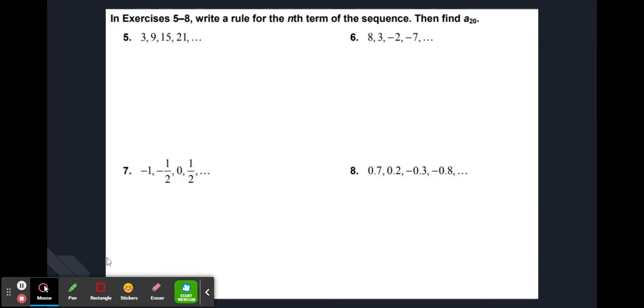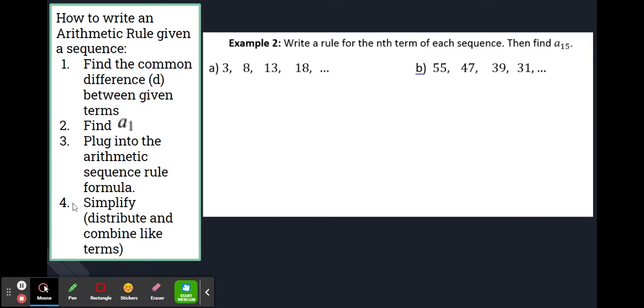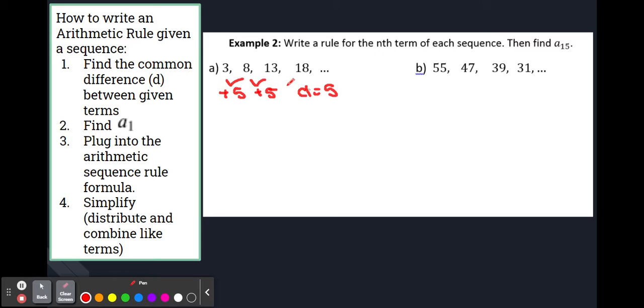All right, if I have to write a rule from a given sequence, all that means is you've got to find the actual pattern, find the difference, find a sub 1, and then write your rule and simplify it. So I'll do the first one with you. Easy enough. We see it's adding by 5. So that tells me d is 5. I know a sub 1 is my first term.